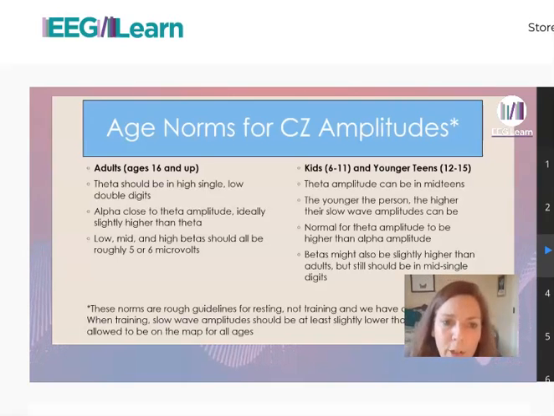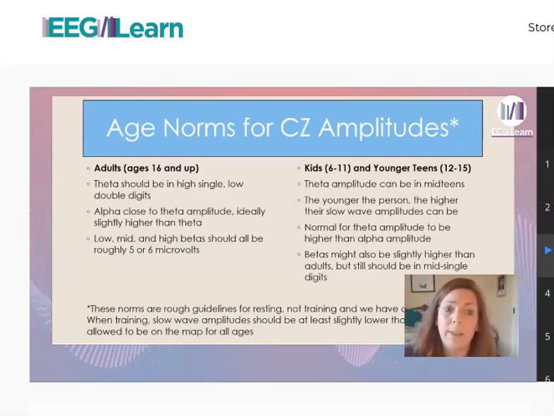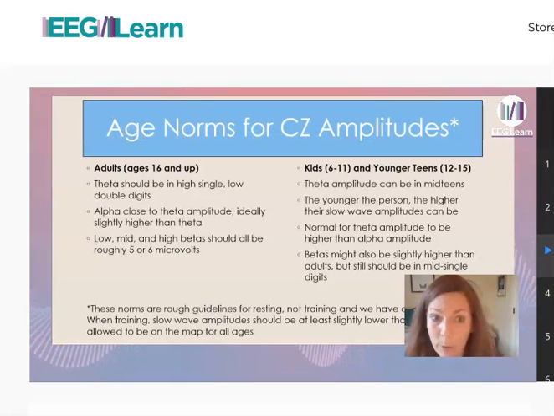But the higher in amplitude your 22 to 36 gets above your 12 to 18, the more likely the person is to feel anxious or on edge, especially if that 22 to 36 hertz starts getting up in the double digits and it's higher than the 12 to 18 in amplitude.